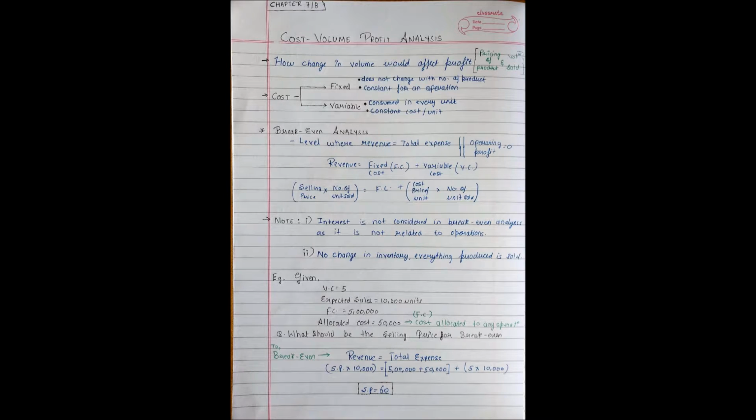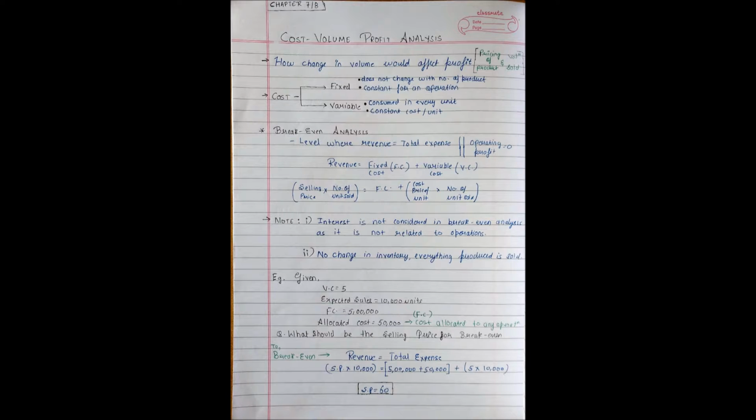So what is break-even analysis? Break-even analysis is that point where your revenue is equal to your total cost. We are incurring a fixed cost as well as a variable cost. So at what number of units of sales is your revenue equal to fixed cost plus variable cost? So selling price into number of units is equal to fixed cost plus cost price of unit into number of units. So that's the variable cost. It's very easy. We'll explain it with an example.